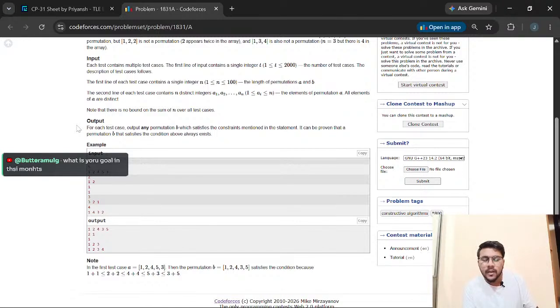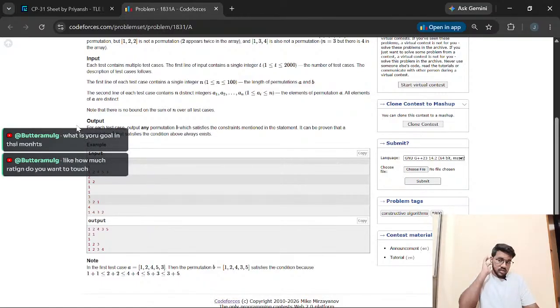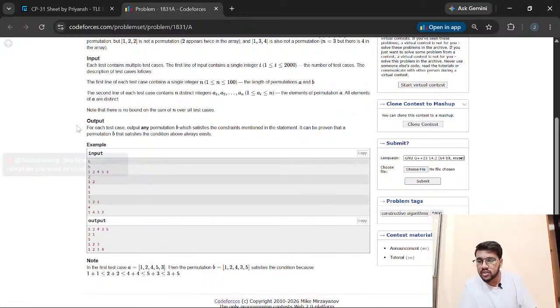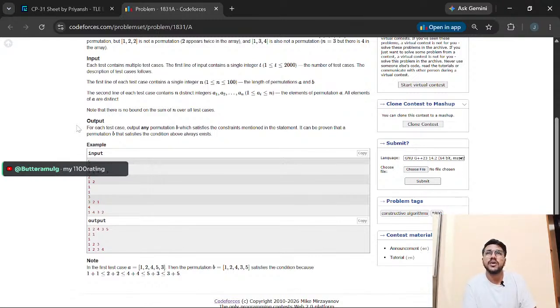This month, not probably this month, but in 2 months actually, when I go right back to my college, I have to at least reach... I'm thinking to reach Pupil, because for a long time I'm doing this. So at least I have to cross that. Okay, you are in Newbie, right? You have to cross 1200 to reach Pupil, I guess. Yes, you have to cross 1200.